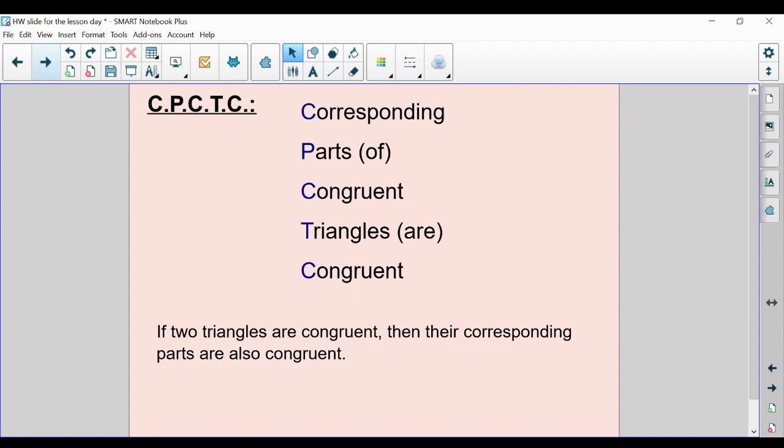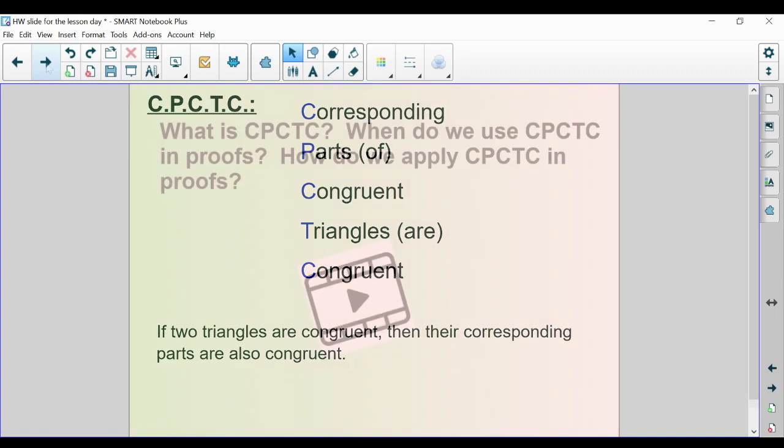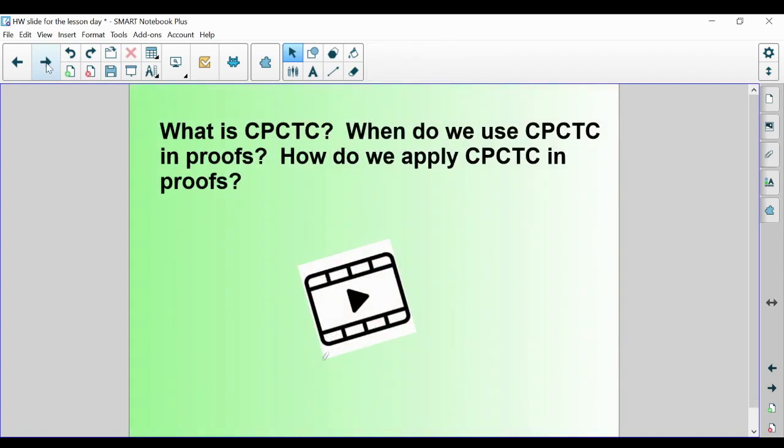Hello everyone. Today we're going to talk about CPCTC. It's part of the proof and toward the ending of the proof. CPCTC represents the corresponding parts of congruent triangles are congruent. If two triangles are congruent, then their corresponding parts are also congruent. So let's watch the video here.